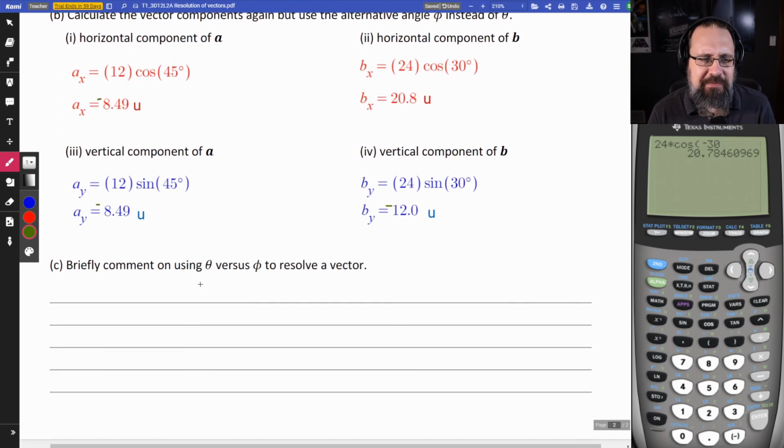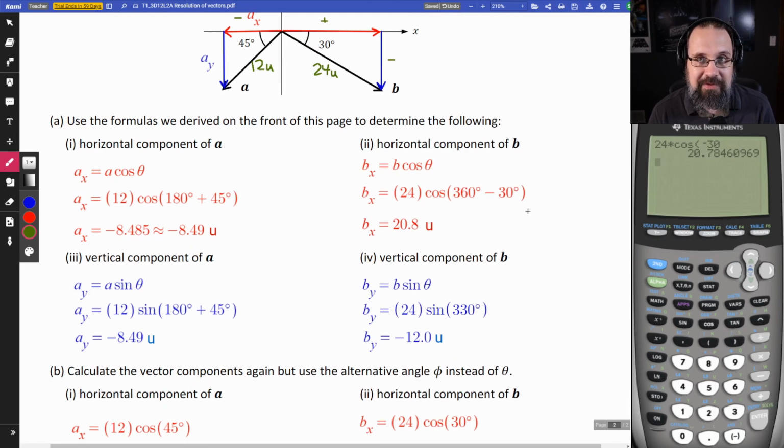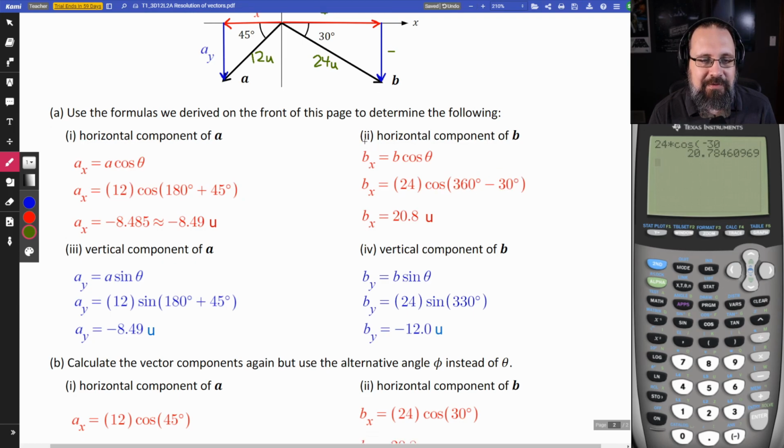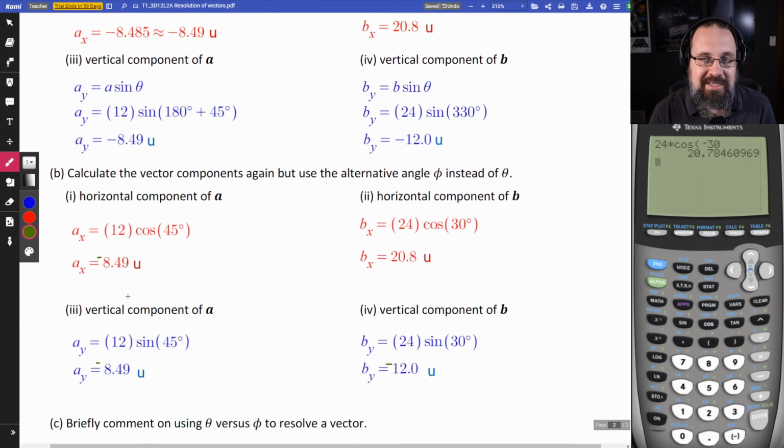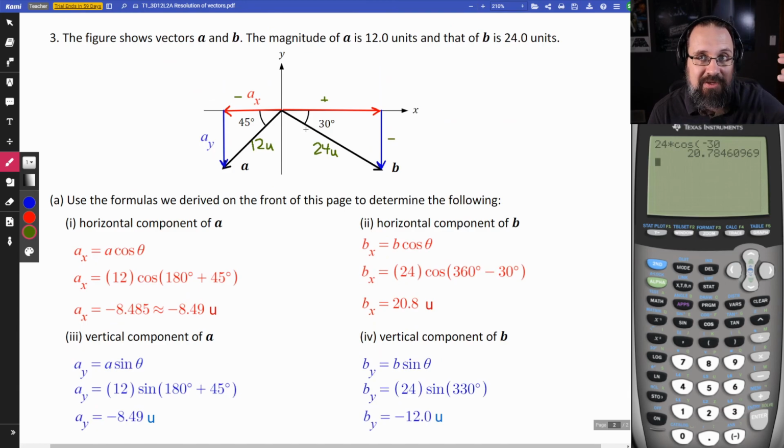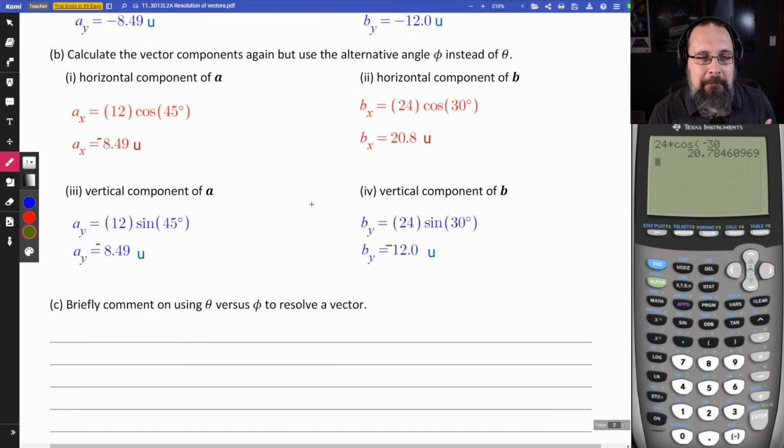I want you guys to just briefly comment on using theta versus phi to resolve a vector. If you use theta, your calculator will do all the work for you. It will tell you if it's positive or if it's negative. But it's going to be a lot harder to figure out what that angle is. On the other hand, if you use phi, it's much, much easier to plug that into your calculator. It's much easier to just figure out what that angle is. But then you have to do some mental work of actually looking at the picture and cognitively recognizing which way it points and then manually adding those signs onto your answer.